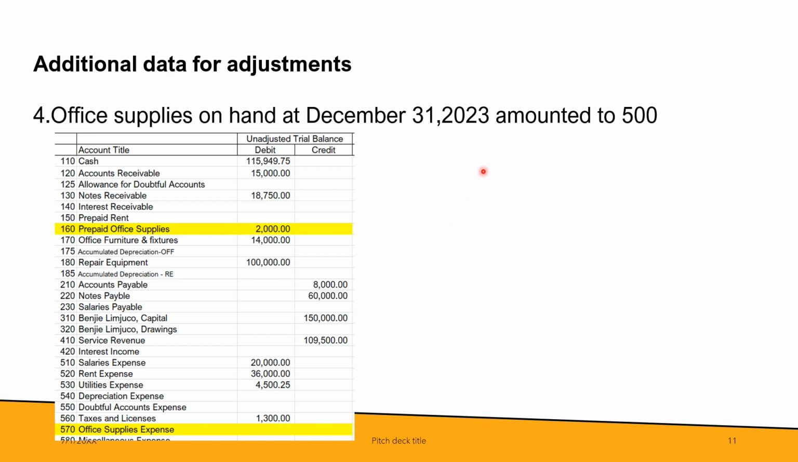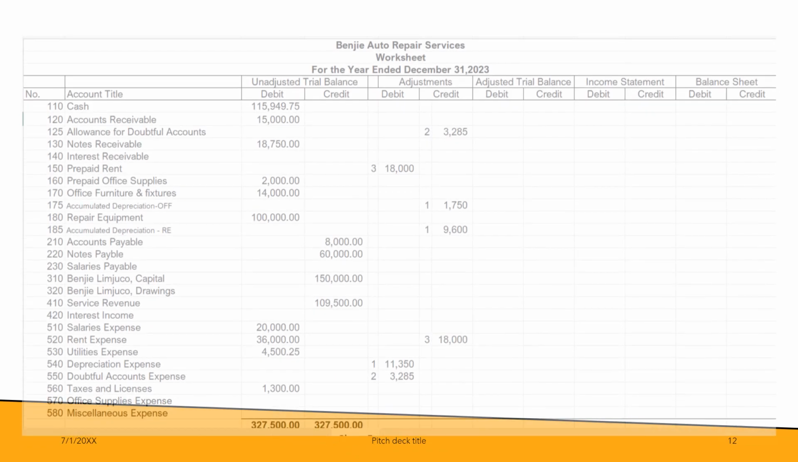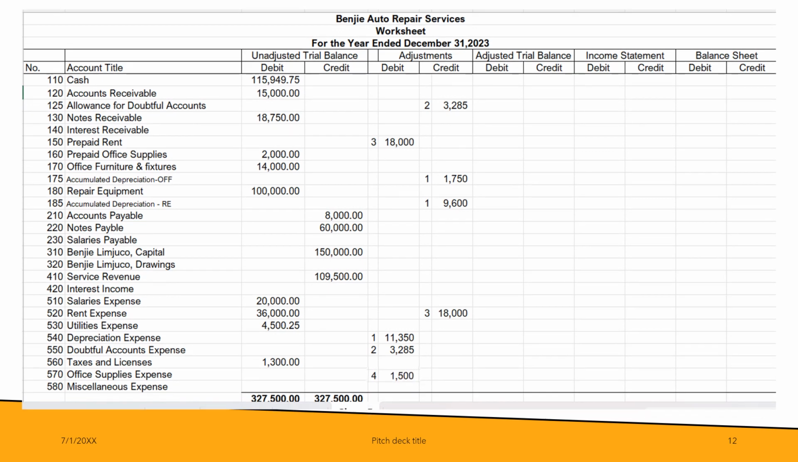So therefore, the office supplies expense is the difference of your 2,000 and 500. So your office supplies equals 2,000 minus 500, so that is equal to 1,500. And then let us again post this to our worksheet. For office supplies, let us post our adjusting entry. We will debit office supplies expense 1,500 and then we will credit prepaid office supplies 1,500.